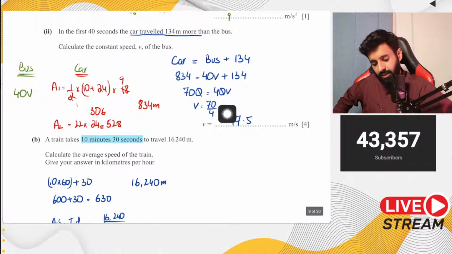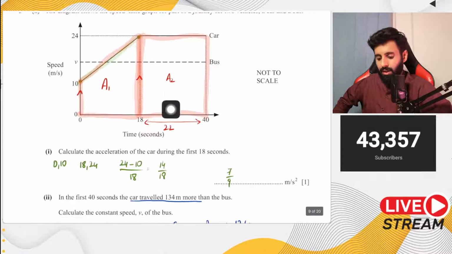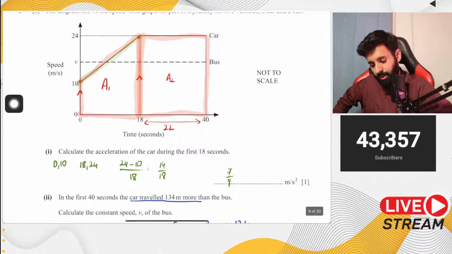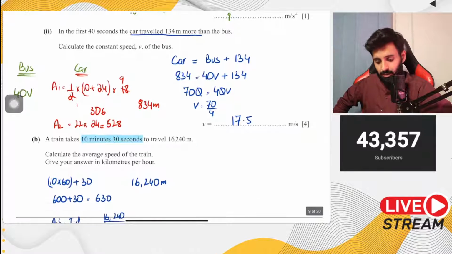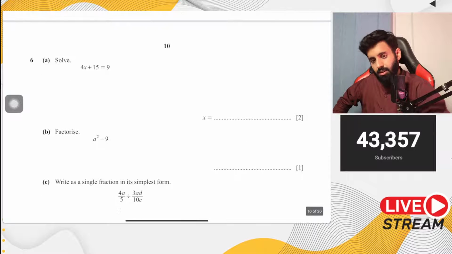Then you find out the distance the car travels, for which you need to find out the area of trapezium and then the area of rectangle. You find out the distance that the bus travels, for which you need to find out the area of the rectangle. And why are we doing that, by the way? We're doing that because area under the speed time graph gives you distance traveled. Remember that. Area under speed time graph gives you distance traveled.